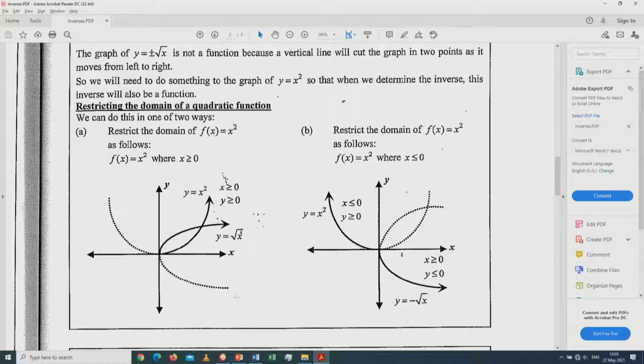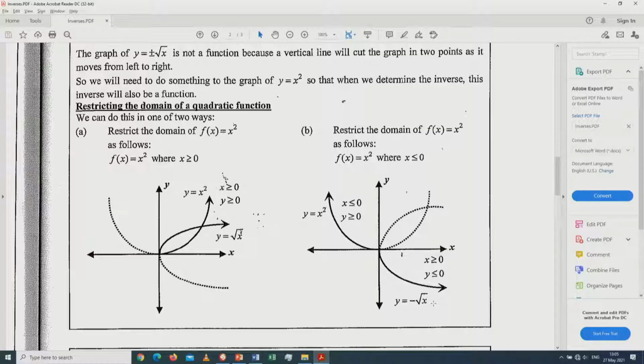And this was y equals the square root of x. The inverse here was written as y equals the square root of x. Ignore that exponent, it is a mistake. So y equals the square root of x. This one is y equals minus the square root of x.